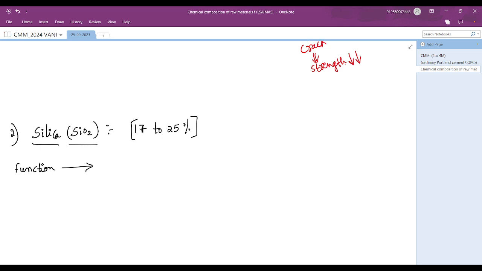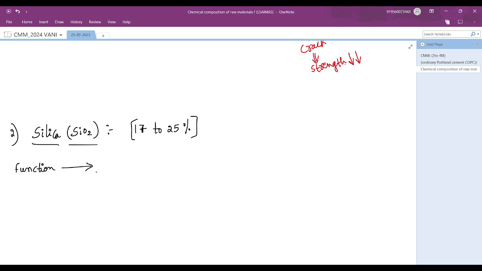So the function of silica is the same as that of lime. Please understand that both lime and silica combinedly produce binding and strength in the cement. Alone, lime or silica will not produce strength and binding. Combinedly, lime and silica will produce strength in cement. This lime and silica combine and form calcium silicates. Two types of calcium silicates are going to form during the manufacturing process of the cement. What are those calcium silicates? We'll discuss in Bogue's compounds.